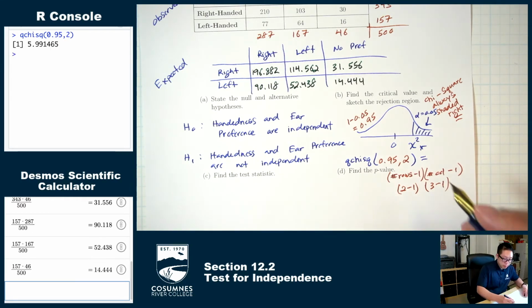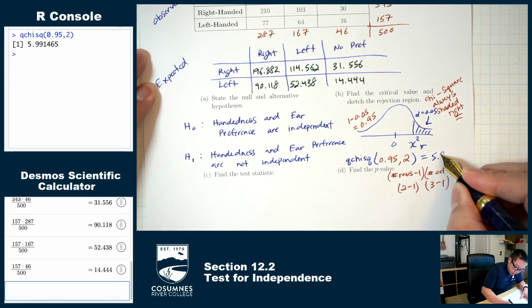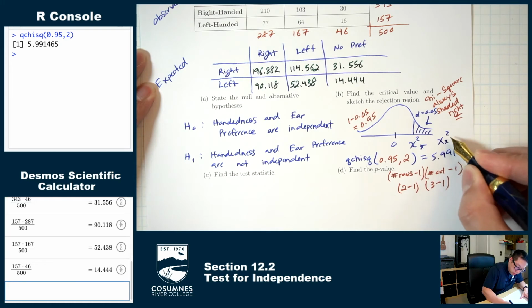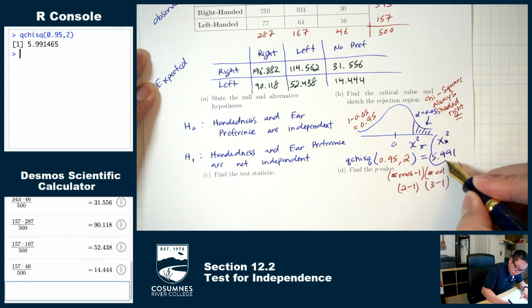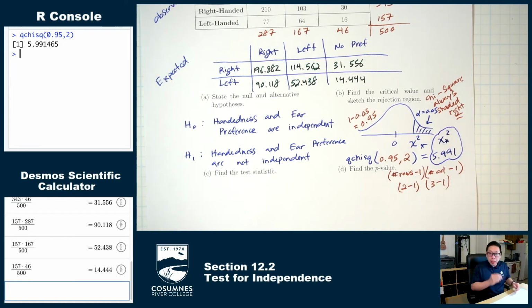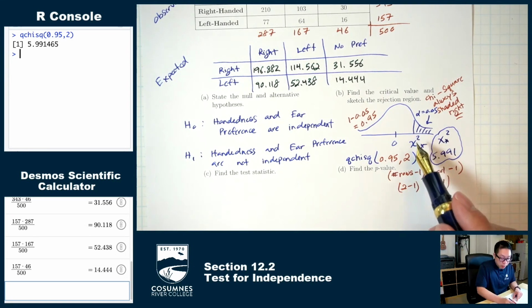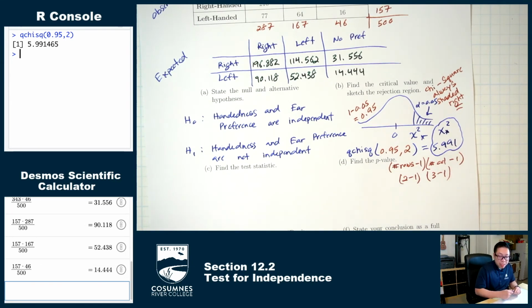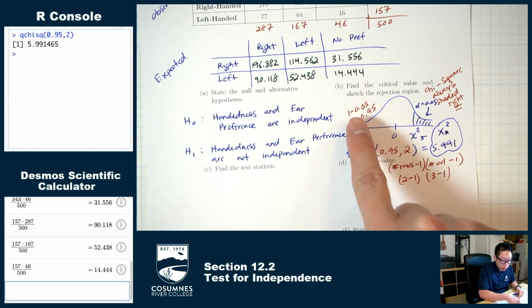$5.991. And that's a chi-square star. All right, based on our picture, we did expect a positive answer. We got a positive answer. If for some reason you got a negative answer, chances are if you just remove the negative, it's probably right. What probably happened was you forgot to do a 1 minus on alpha.